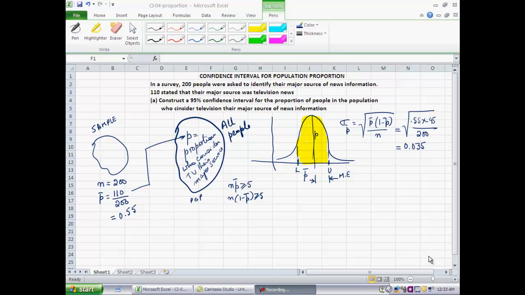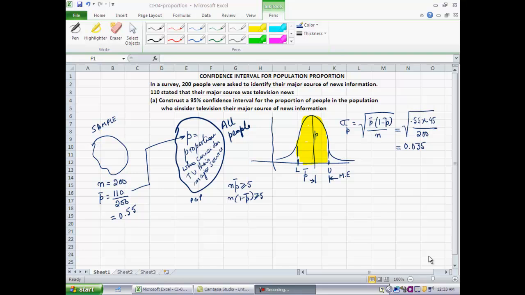In this segment, we'll discuss how to develop a confidence interval for a population proportion. So the problem setting is the following. In a survey, 200 people were asked to identify their major source of news information, and 110 of them stated that the major source was television news. So we are to construct a 95% confidence interval for the proportion of people in the population who consider television as their major source of news information.